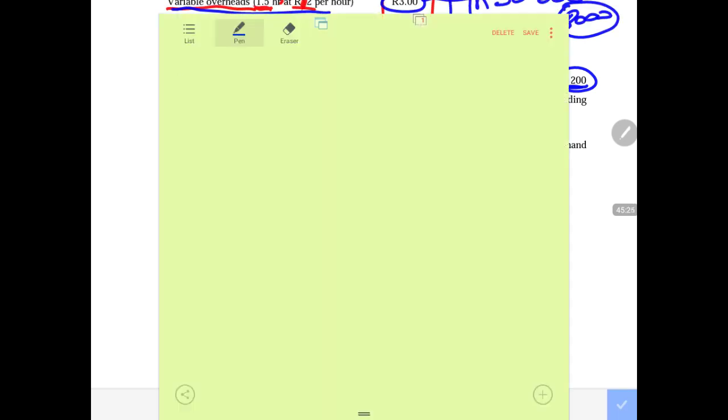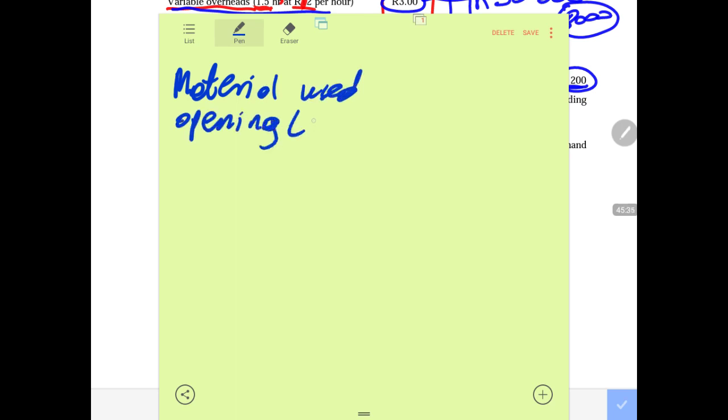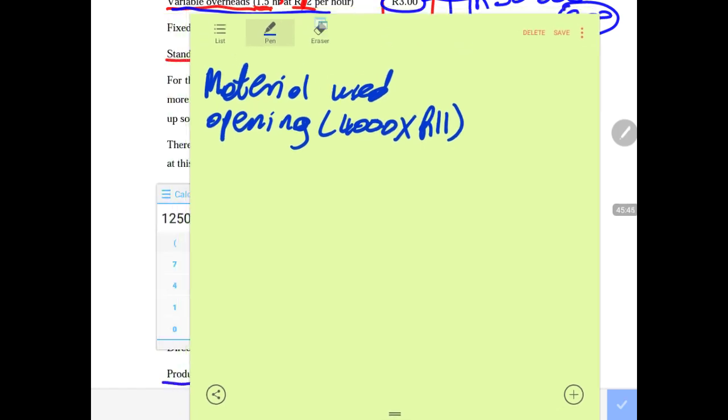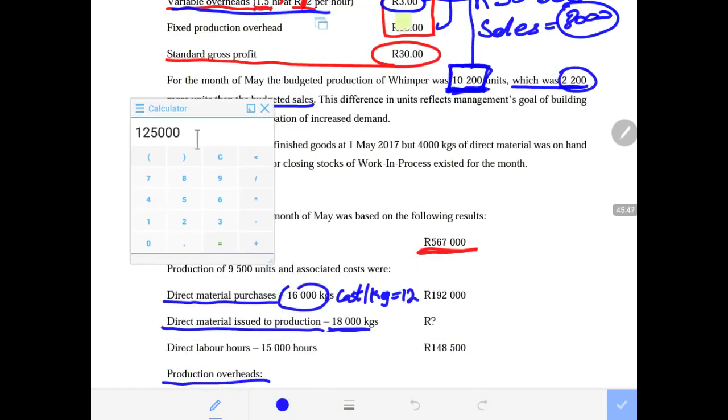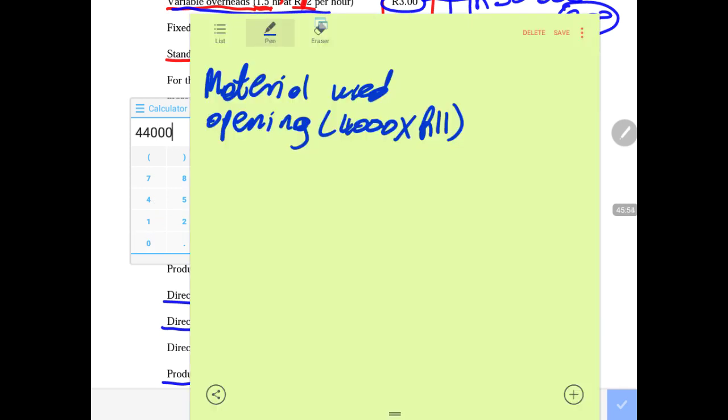used. I want to clarify the calculation I was doing. When you calculate material used, you start with the opening, which was 4,000 kgs calculated at 11 at standard cost. So we multiply 11 times 4,000, which gives 44,000. So the opening cost of the raw material will be 44,000.